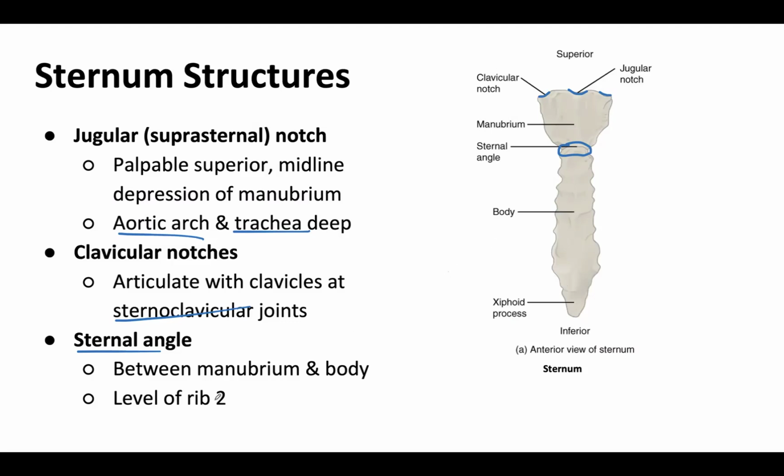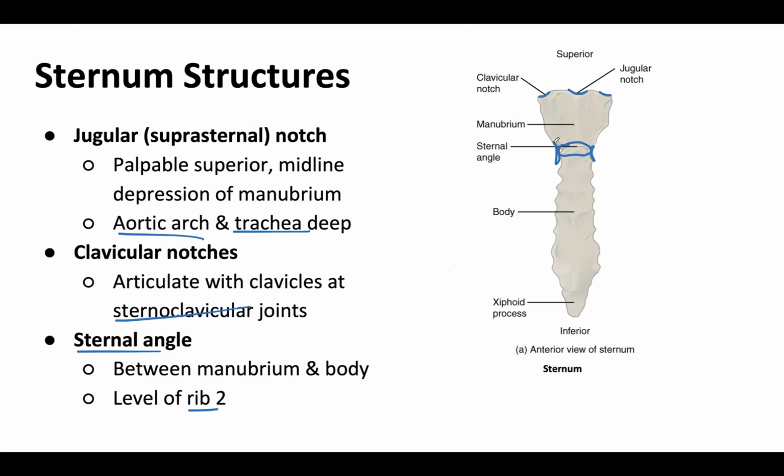And importantly, this angle is at the level of rib 2, which would articulate on the sides here. And knowing where rib 2 is can help count the other ribs. And that can help, say, in knowing where to put a stethoscope diaphragm to hear heart valve sounds.